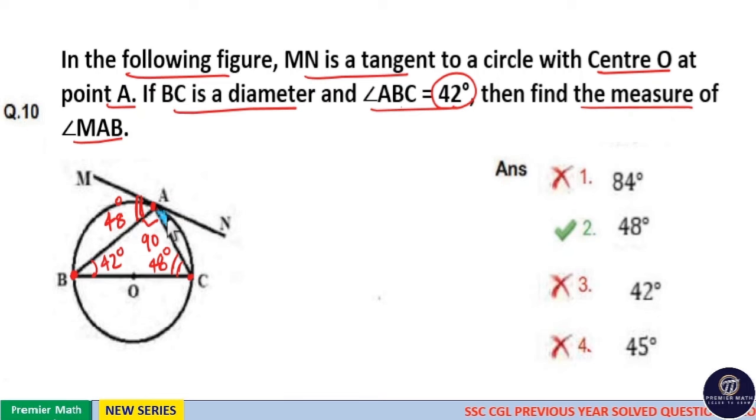Here you can see this angle is between tangent MN and chord AC. Now this chord AC creates an angle of 42 degrees on the alternate segment. Now this angle is also 42 degrees.